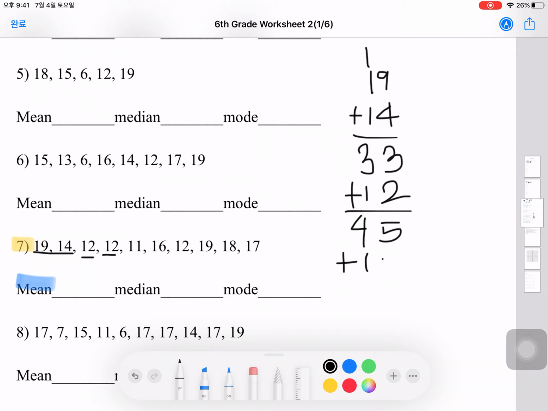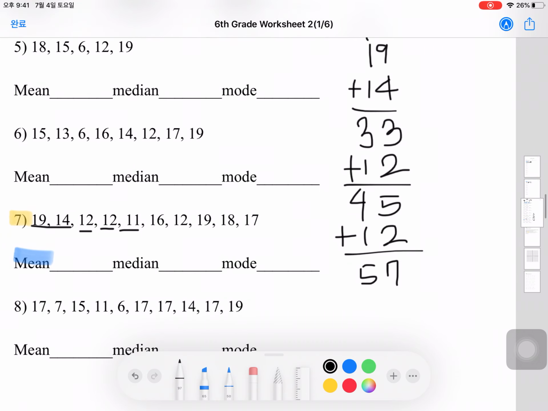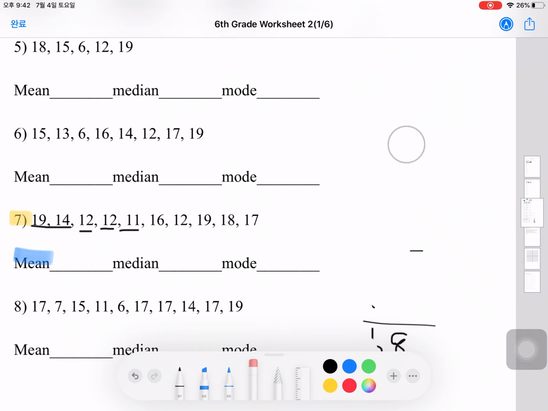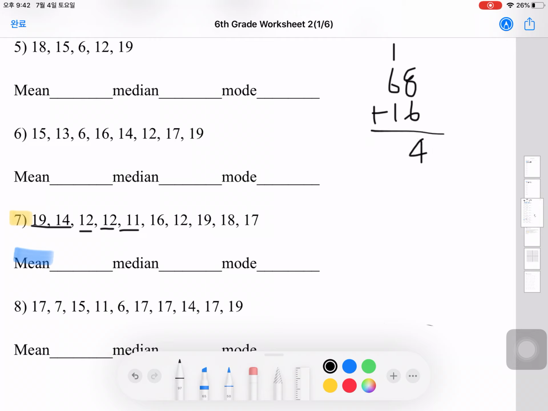Next, we have another 12. 5 plus 2 is 7. 4 plus 1 is 5. And then 11. 57 plus 11 is 68. 68 plus the next number, which is 16. So 68 plus 16 is 84.